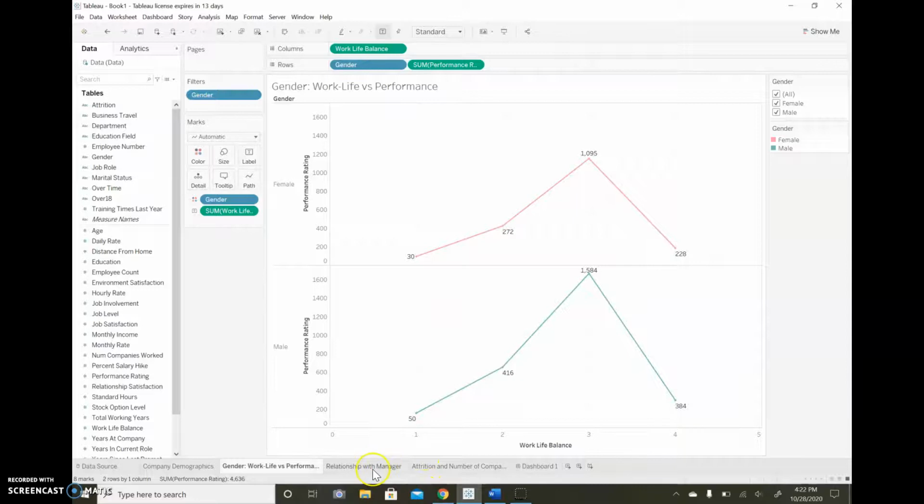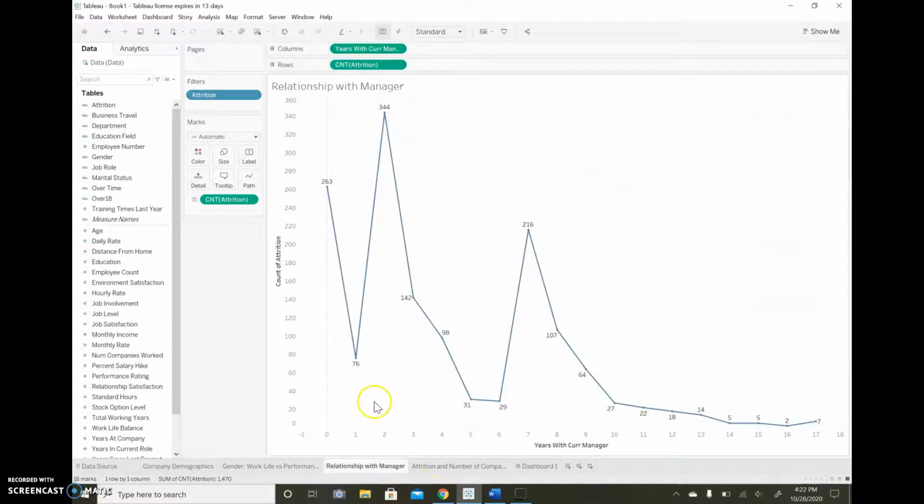And then in worksheet 3, we are looking at the relationship between attrition and years with current manager. And at the beginning, basically until you get to 7 years with the current manager, it's very up and down, with a dramatic decrease after 2 years with a manager in attrition. And then it spikes back up at year 7, but then following 7 years with a current manager, there's a steady decrease in the count of attrition.